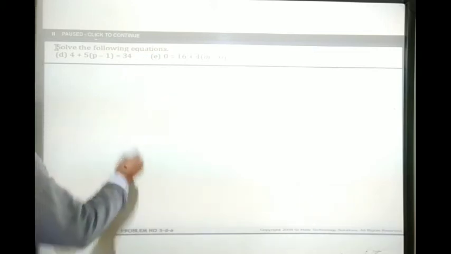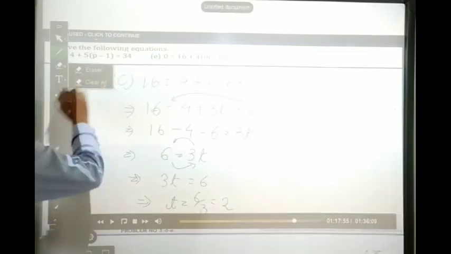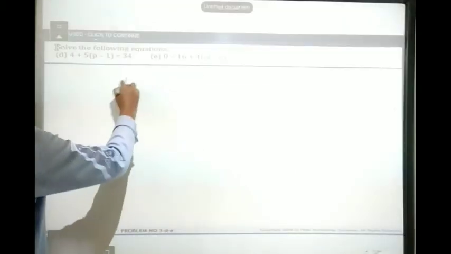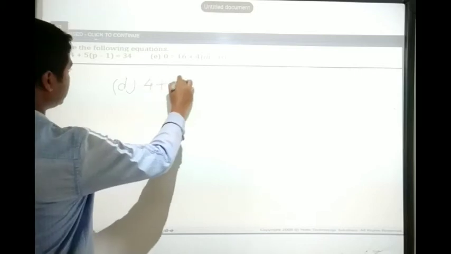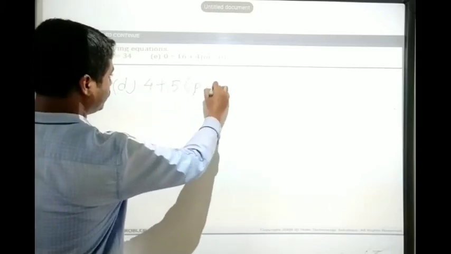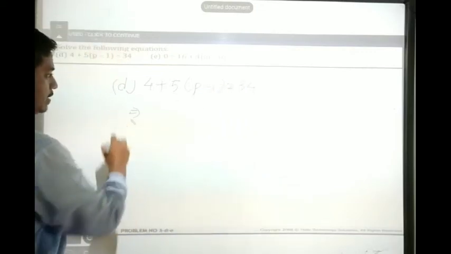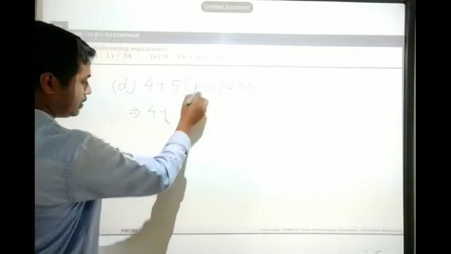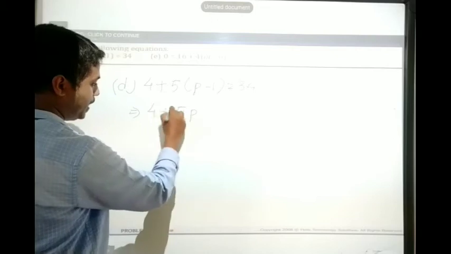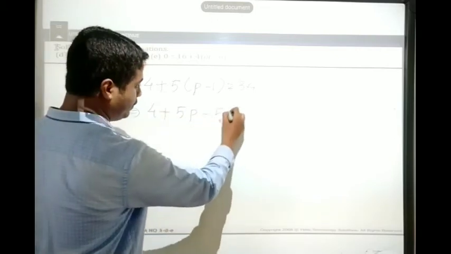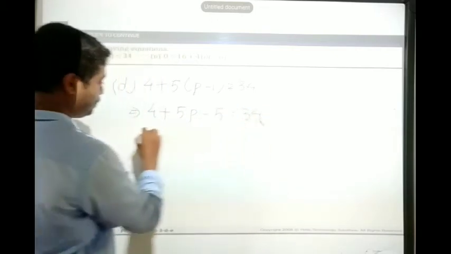Okay, the next question is solve the following equation. So question D we will be doing. Let me clear. So question D is 4 plus 5p minus of 1 is equal to 34. Implies 4 plus 5 into p will be 5p minus of 5 will be equal to 34.